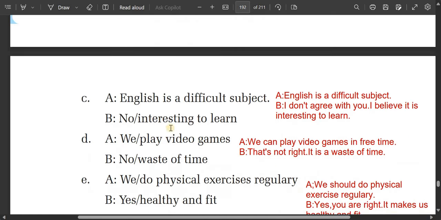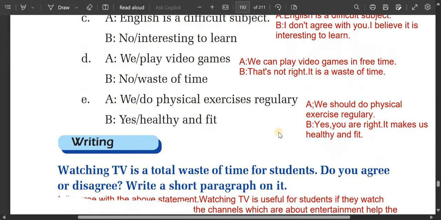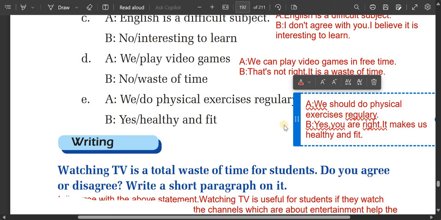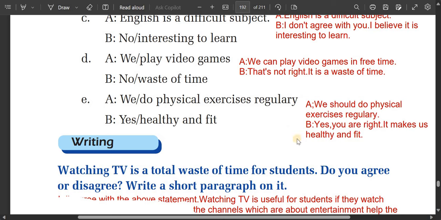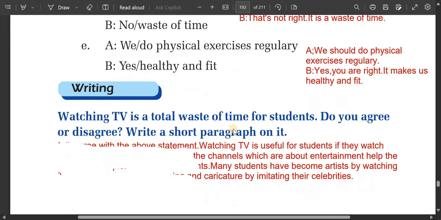Next one. English is a difficult subject. No, I don't agree with you. I believe it's interesting to learn. Now, we can play video games in free time. That's not right. No, it's a waste of time. Now, we should do physical exercise regularly. Yes, you are right. It makes us healthy and fit. Okay, dear students, I think you are following me.